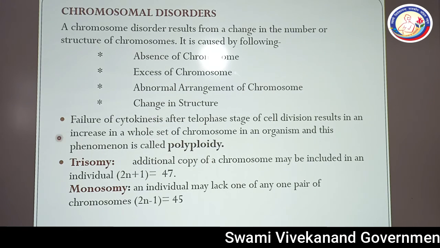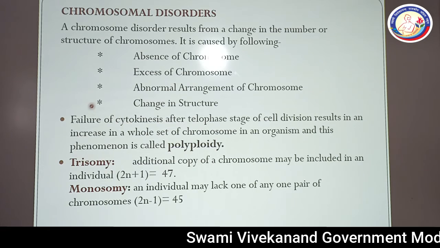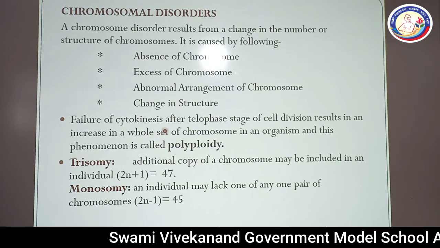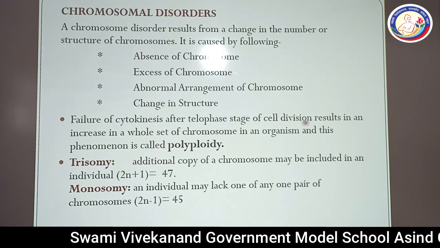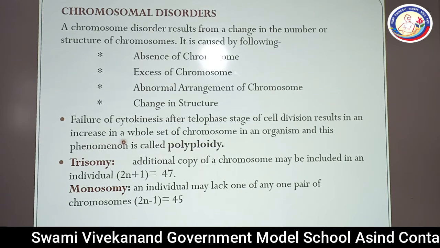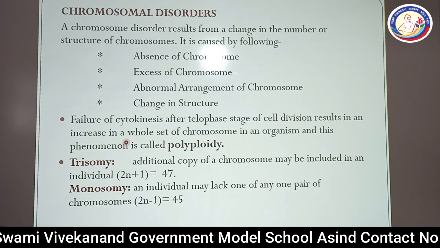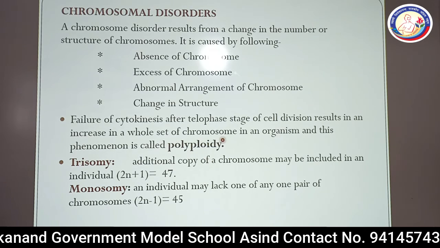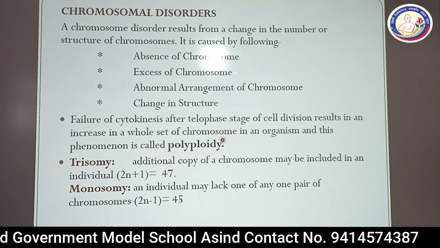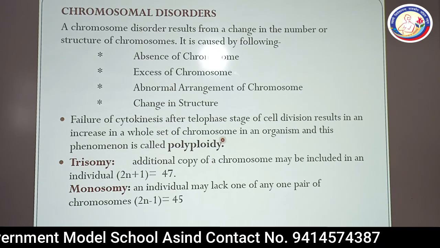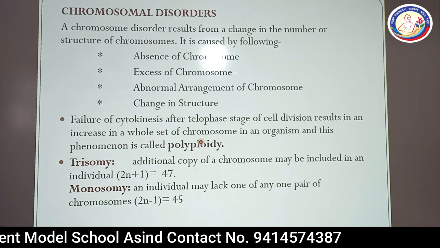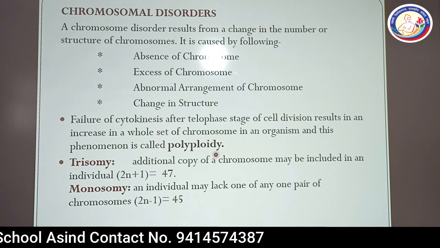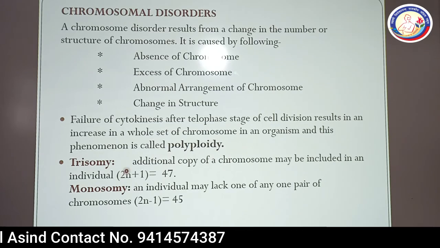Failure of cytokinesis, have a look at the reason. Failure of the cytokinesis after the telophase stage of cell division results in an increase in the whole set of chromosomes. If the whole set of chromosomes is increased, meaning haploid, diploid, triploid, tetraploid, pentaploid, hexaploid, like this in the organism, this phenomenon is called polyploidy. So if the complete set is increased, then this is polyploidy.